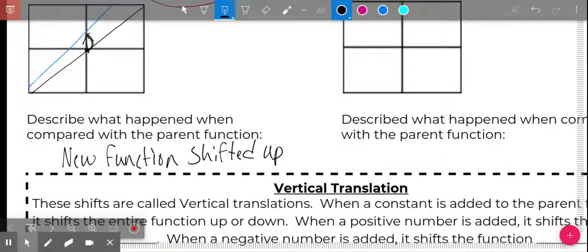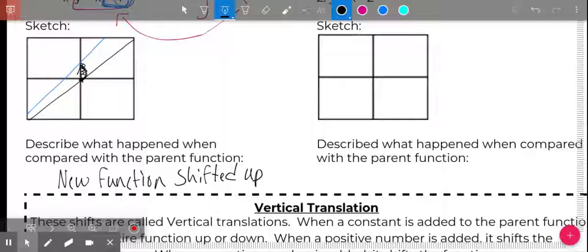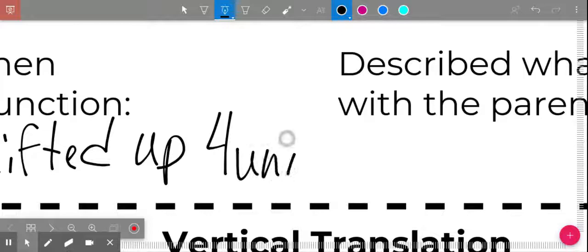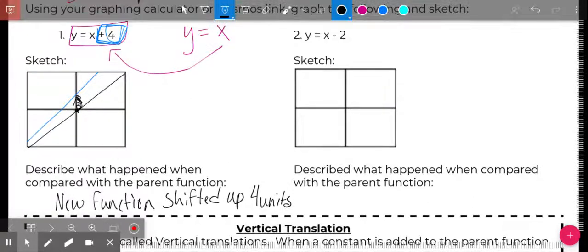How much did it shift up? You should be able to count the little spots. So 1, 2, 3, and 4. Okay, so it shifted up 4 units. Okay, so all we're saying is, hey, I put these into the calculator, it moved up 4. And which makes sense because of this plus 4 right here.